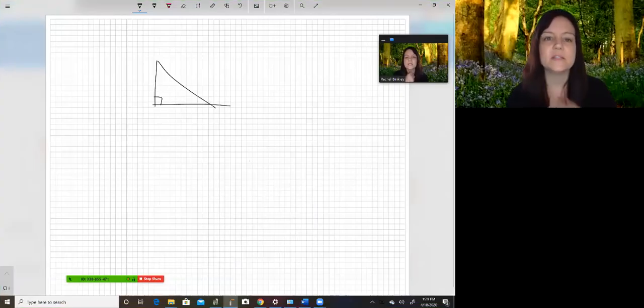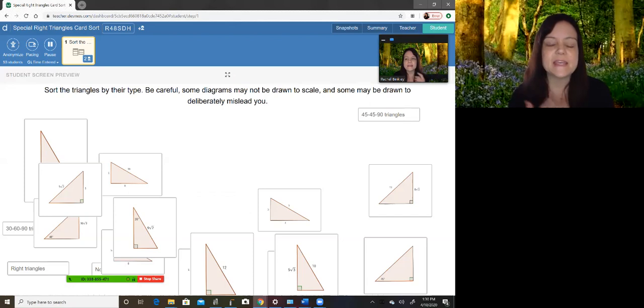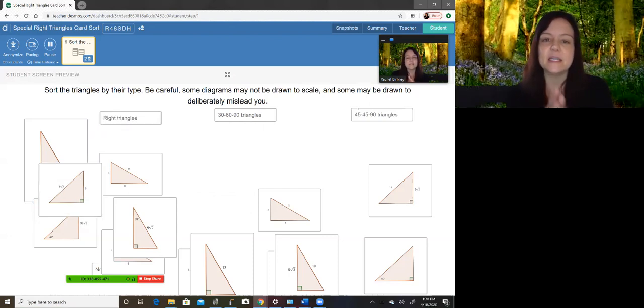Hey everyone, I wanted to do a quick video about the Desmos right triangles. So I think this is what you were looking at, and you were just trying to put these triangles into categories. They could be a 45, 45, 90 special right triangle, they could be a 30, 60, 90 special triangle, they could be a right triangle but neither 30, 60, 90 nor 45, 45, 90, or it could be none of those things.